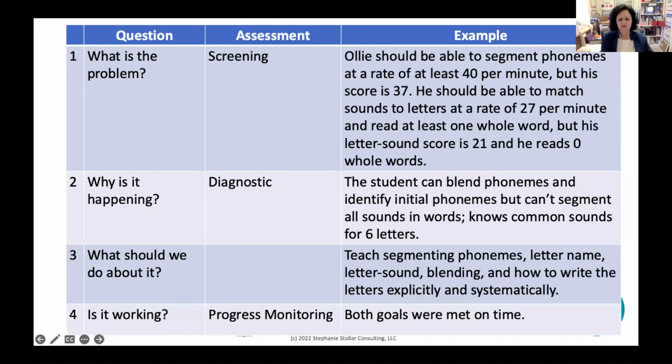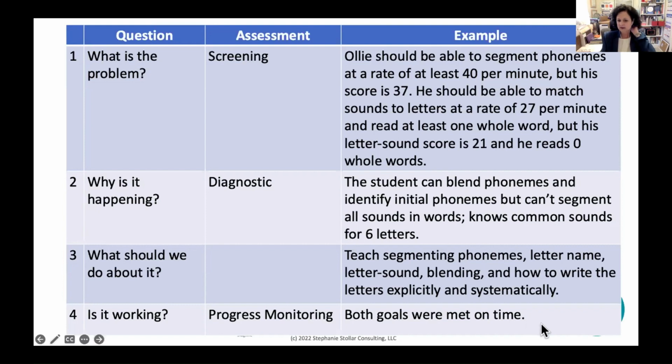Now, this is extremely time intensive. Anybody who has tried to do this with an individual student knows that this is not easy. It takes expertise. It takes lots of people contributing to it, and it takes a lot of time. So again, this is why we want to use instruction to reduce the number of students who we need to do this intensive problem solving with.